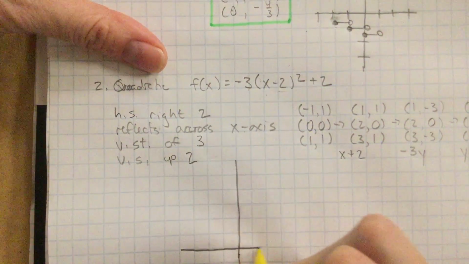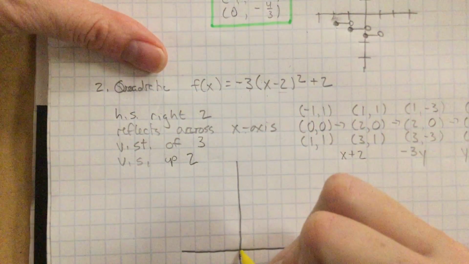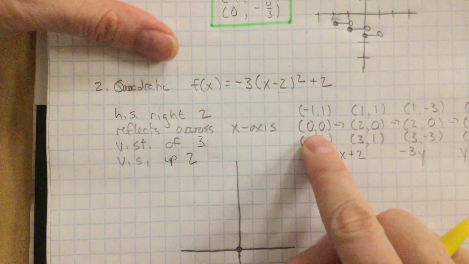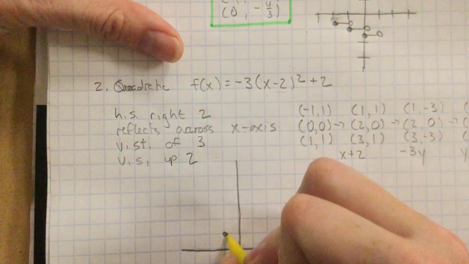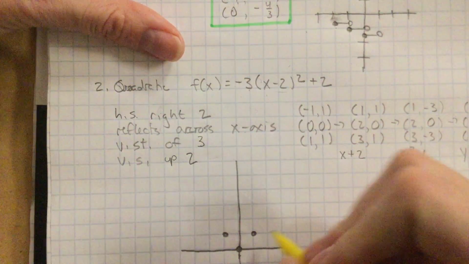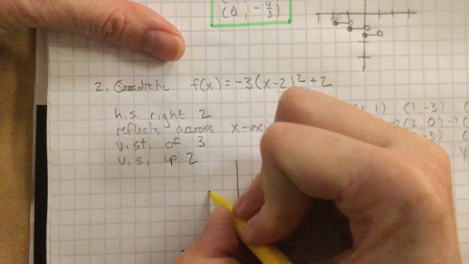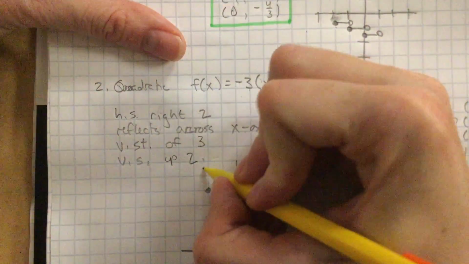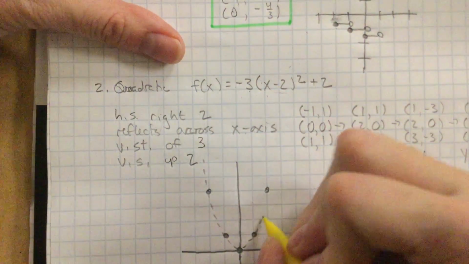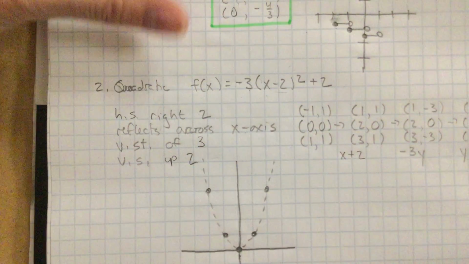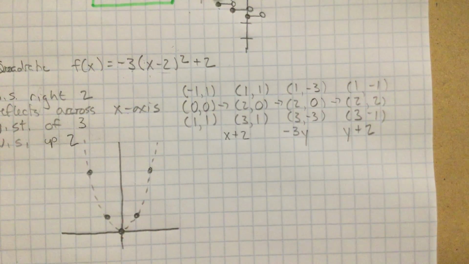Okay? So for my parent function, I've got a point at 0, 0, -1, -1, and 1, 1. Okay, I'm also going to put 2, 4 on there, just because. All right. So here's my parent function. Then with your points, we just did the math of what we wrote down.